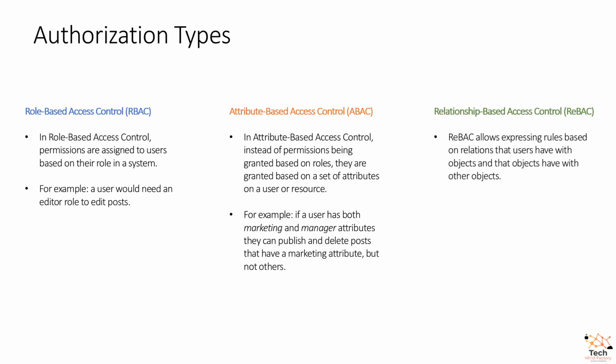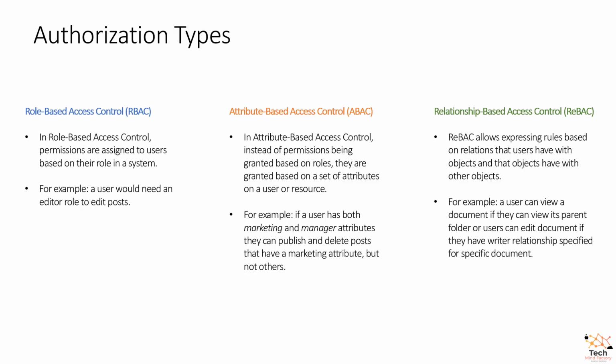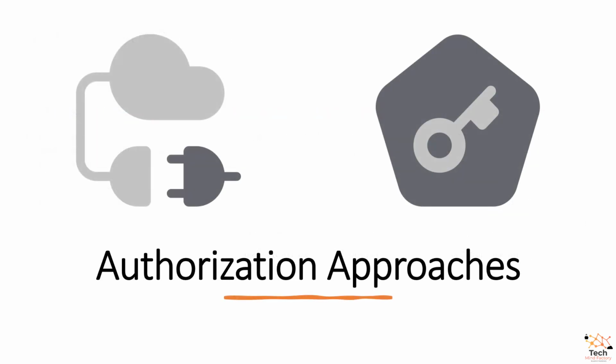And the last type is called relationship-based access control, or ReBAC. ReBAC allows expressing rules based on relations that users have with objects and that objects have with other objects. So, for example, a user can view a document if they can view its parent folder, or users can edit a document if they have a writer relationship specified for that document. In this video, we will focus on relationship-based access control. Perfect. So right now, let's move forward.